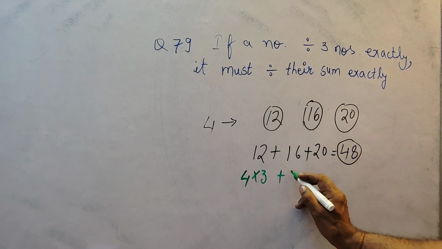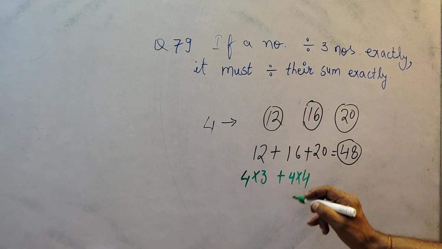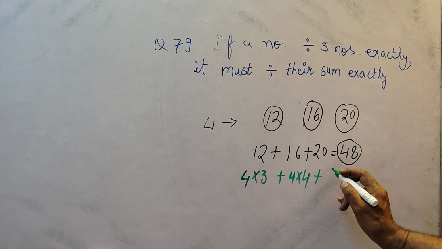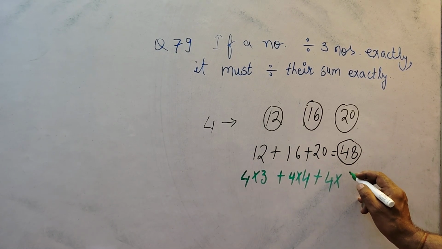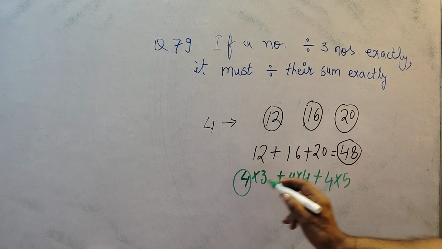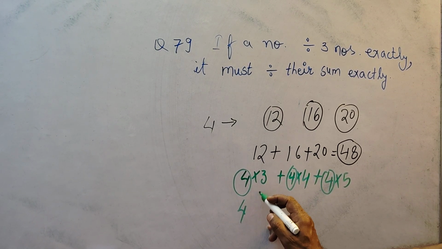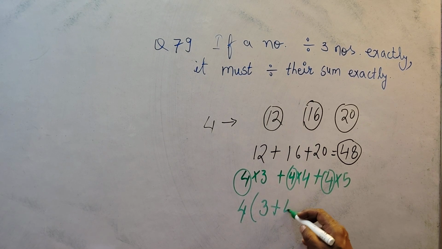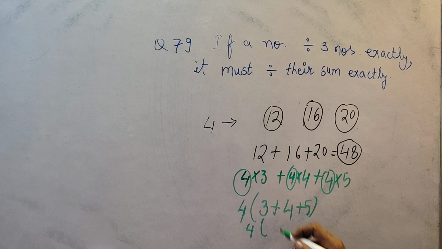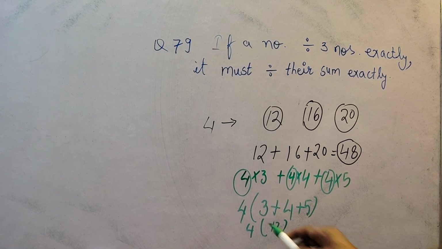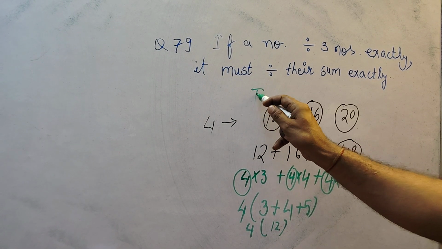16 is divisible by 4, so 16 is also a multiple of 4. 20 is also divisible by 4, so 20 is also a multiple of 4. So we take this 4 as common in the sum, using the distributive property. After taking it common, the 4 outside remains as it is, and inside we get some number. So the sum is divisible by 4. This one is a true statement.